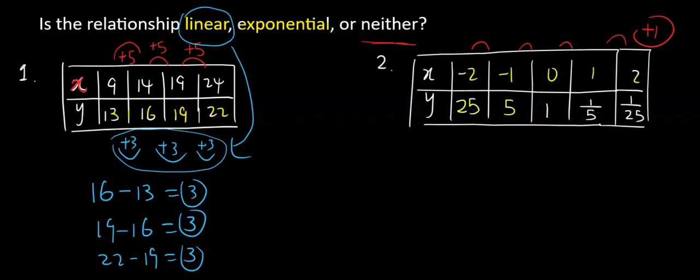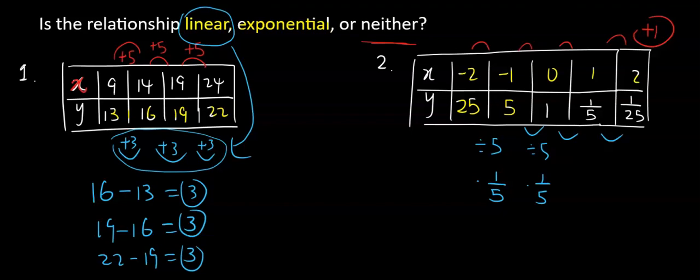From 25 to 5, what happened? Good. You can say I divided by 5, or you can say I multiply by 1 over 5, 1/5. Okay, I divided by 5 here, or I can say multiply by 1/5. And this is also the same case, divided by 5 or multiply by 1/5, and the same here.